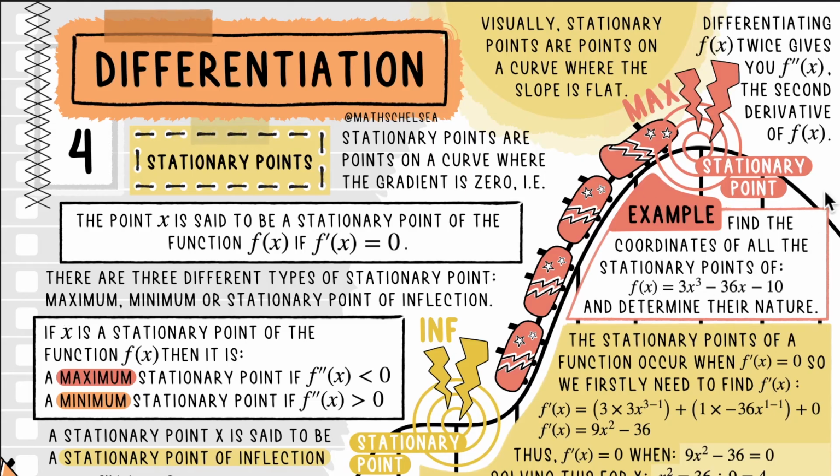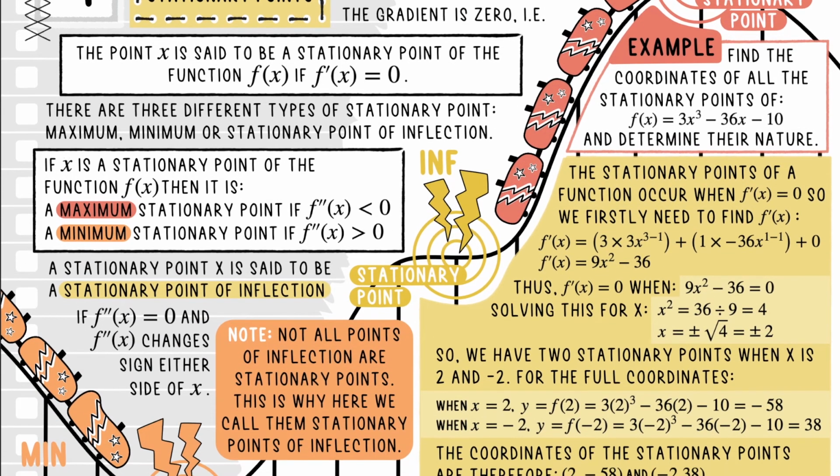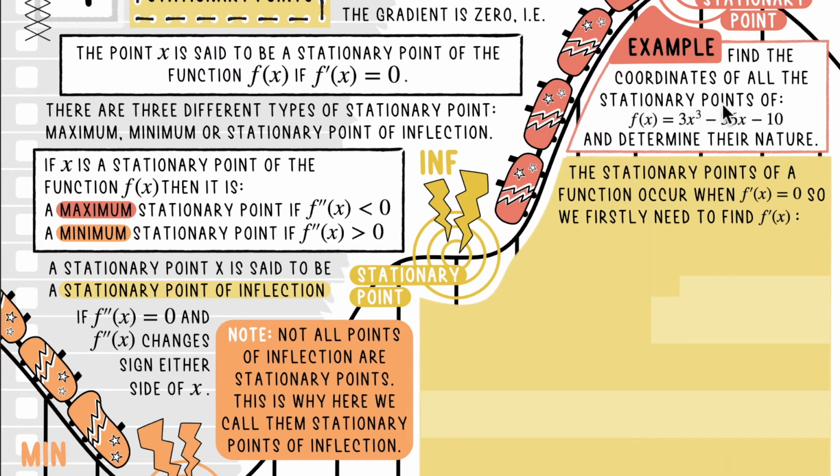Okay, first example here. Let me scroll down a little. Find the coordinates of all of the stationary points of f of x is equal to 3x cubed minus 36x minus 10. Okay, first things first, you're wanting to find stationary points. You must think back always to the definition. To find a stationary point, you need to find the value of x such that the first derivative is equal to zero. So probably the first thing you need to do is actually find the first derivative. We need to basically differentiate our function.